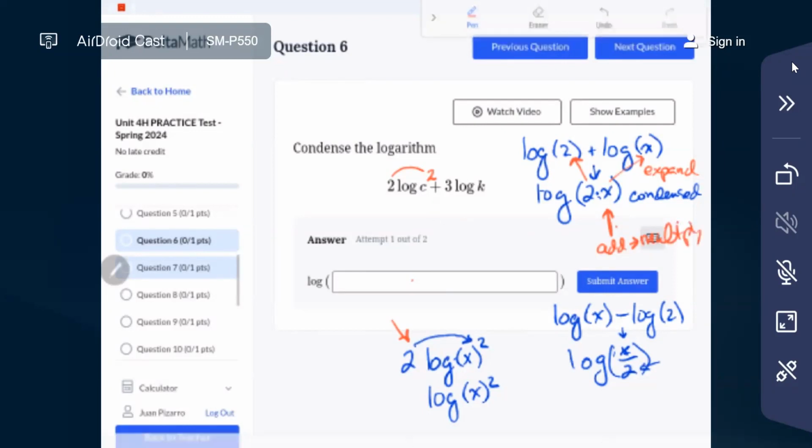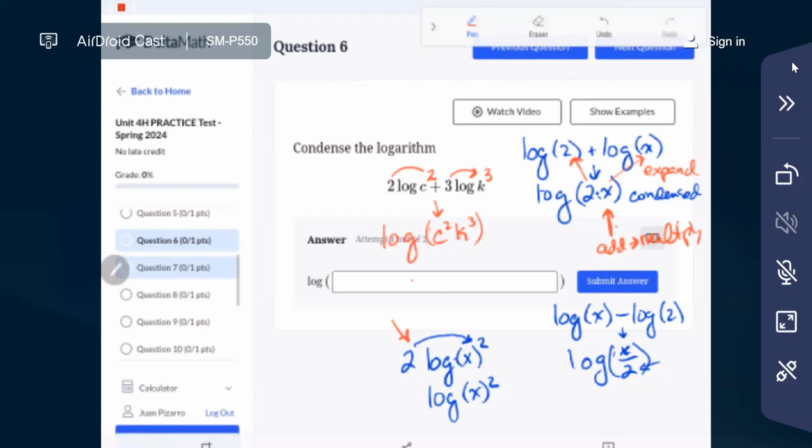All right, and so this becomes multiplying, and so we have c squared. Oops, I forgot this 3. This 3 also goes up here. All right, so we have c squared and k to the 3rd power, and that's going to be inside our parentheses. In this case, you could eliminate the parentheses if you wanted, because it's very clear what the argument of the log is. But I always put the parentheses in there, never wrong to put parentheses. So anyway, that's our condensing.